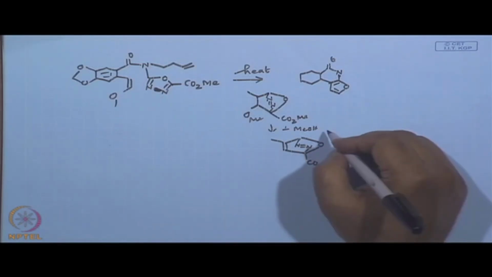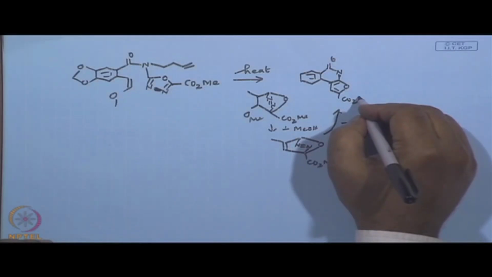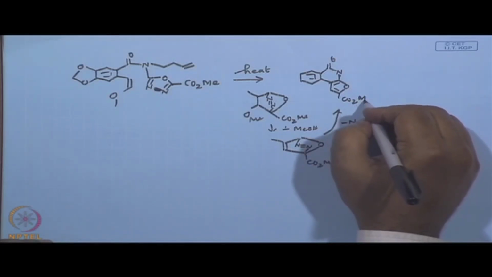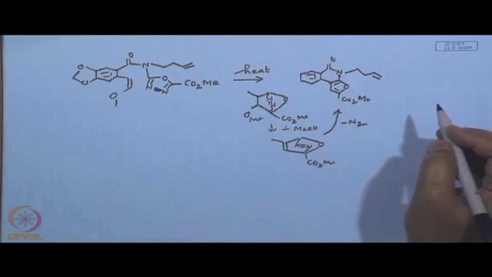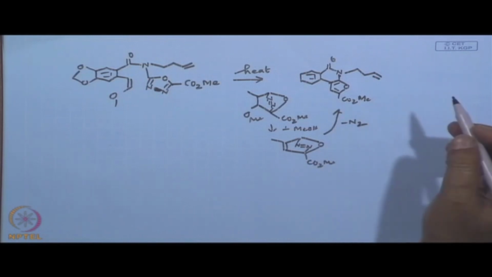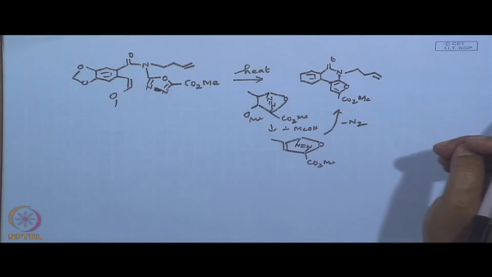Now, you can see what is going to happen. It is a retro-Diels-Alder, with loss of nitrogen, which you also have to note. I will have many more examples, and we will probably talk about all these things in the next class. Loss of nitrogen is a very important driving force in cycloaddition reactions. So, once you have this, you have the methyl group and these homoallylic kind of appendages. What next?